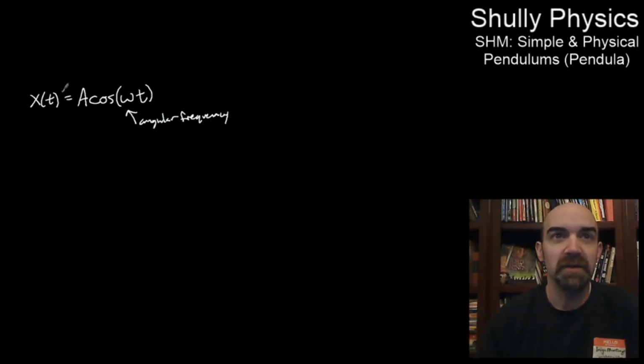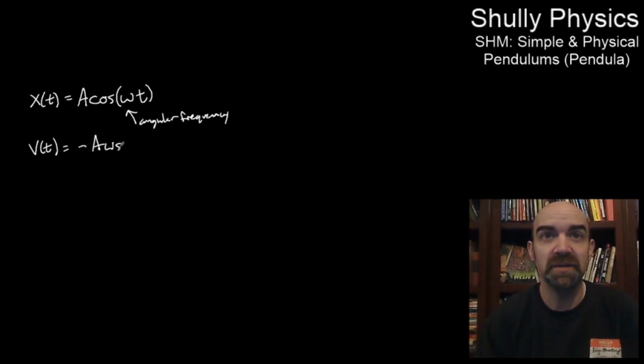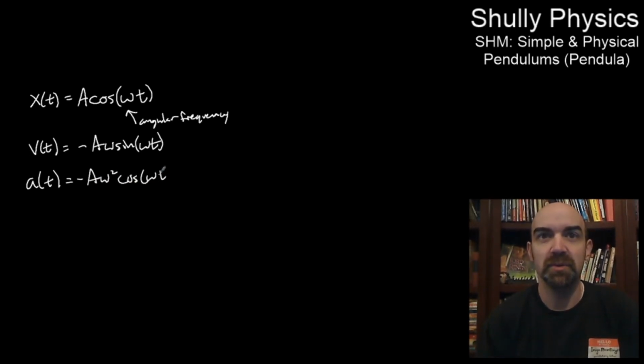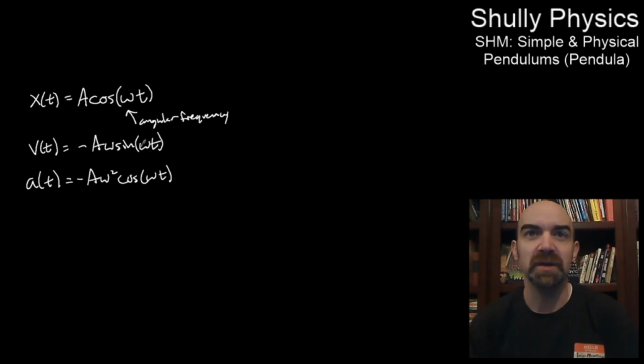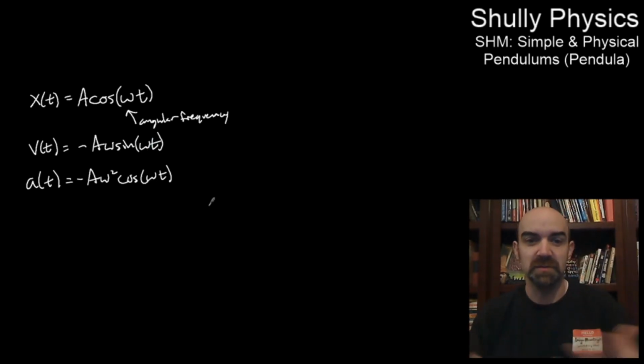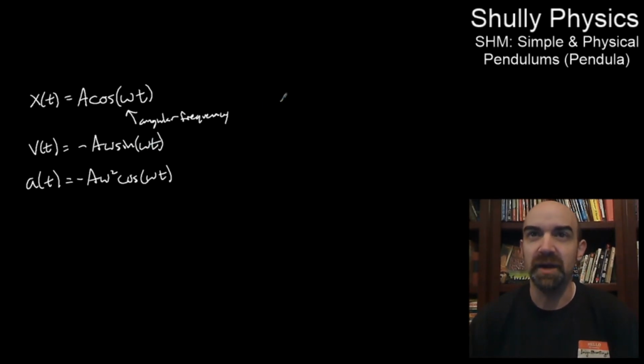If you take the derivative of this, you get the velocity of that object at any point, and that's going to be negative A omega sine omega t. And the acceleration is negative A omega squared, and we're back to the cosine. We take the derivative of sine, we get a positive cosine omega t. And this omega is just coming from the chain rule when you take the derivative. All right, so there are some tools we'll need to unpack.